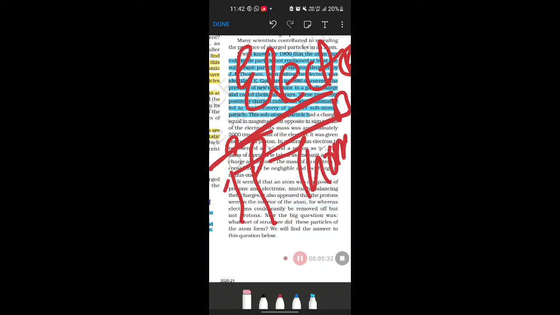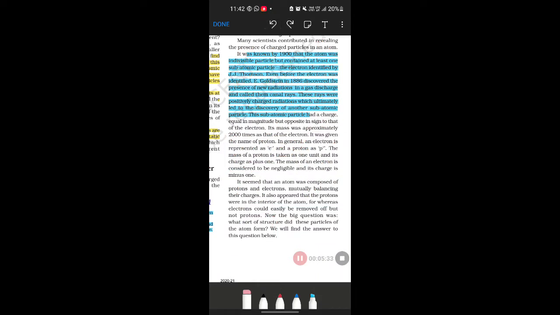So, next, the atom contains at least one subatomic particle, that is the electron, discovered by J.J. Thomson. Even before the electron was identified, E. Goldstein in 1886 discovered the presence of new radiations in a gas discharge, and called them canal rays.